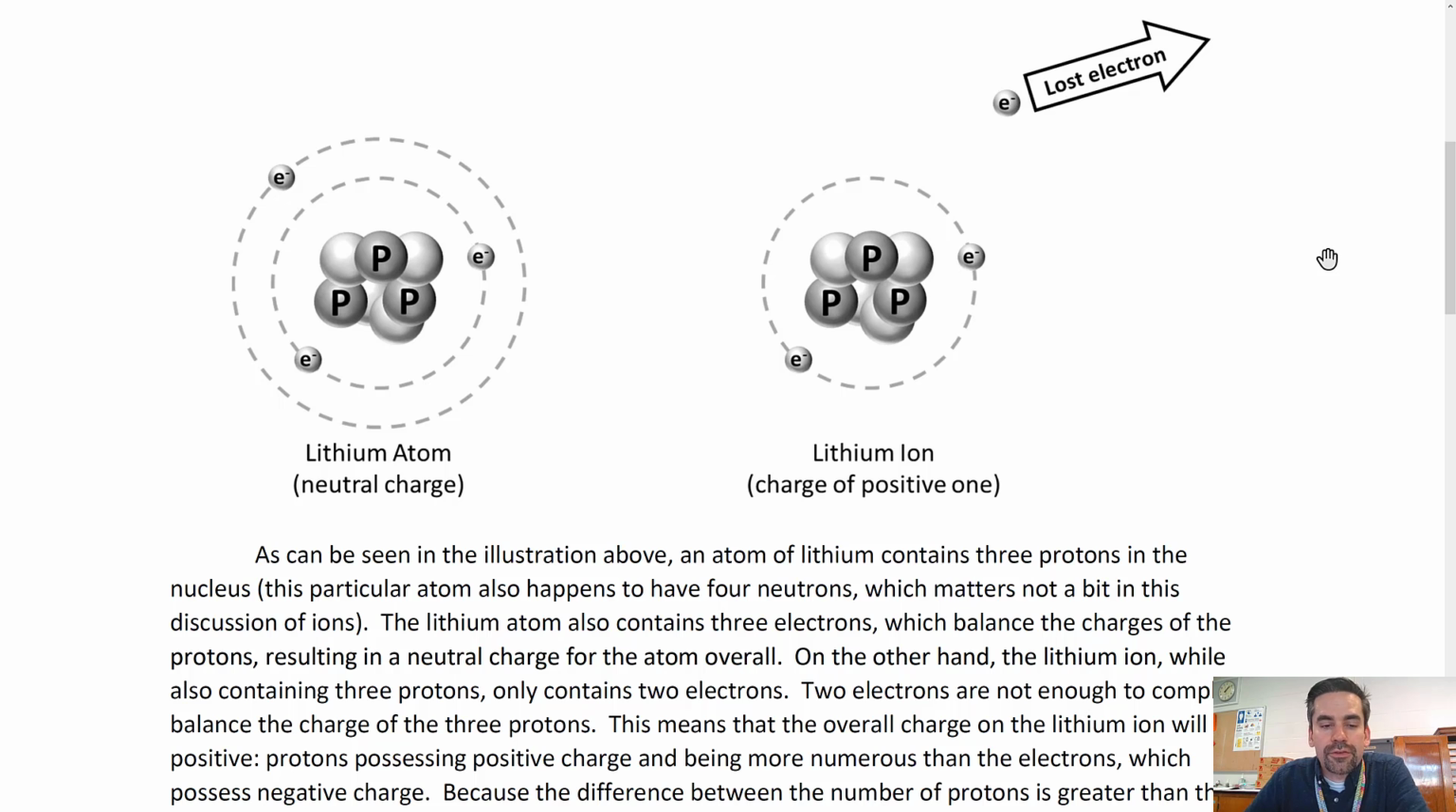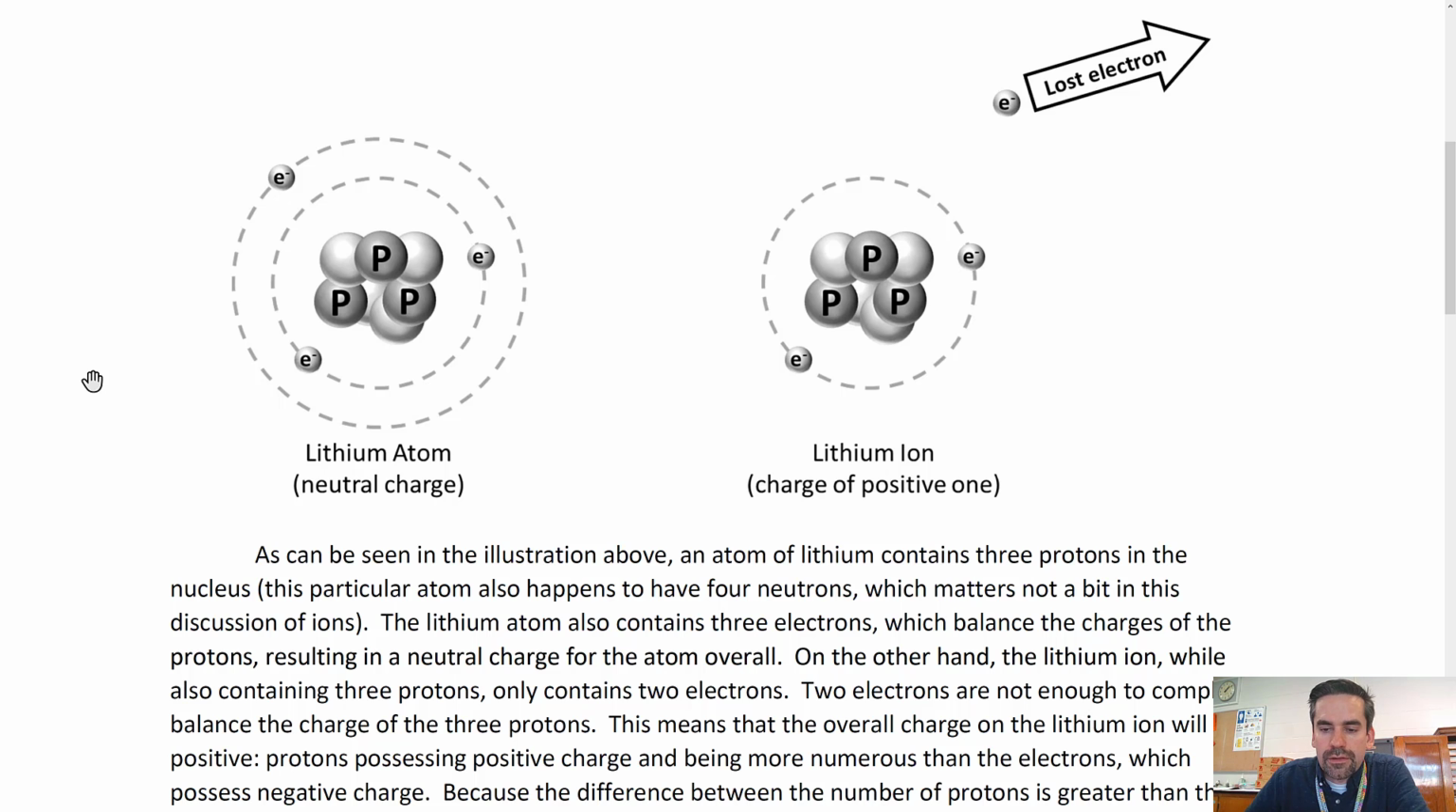As can be seen in the illustration above, an atom of lithium contains 3 protons in the nucleus. This particular atom also happens to have 4 neutrons, which matters not a bit in this discussion of ions. The lithium atom also contains 3 electrons, which balance the charges of the protons, resulting in a neutral charge for the atom overall.